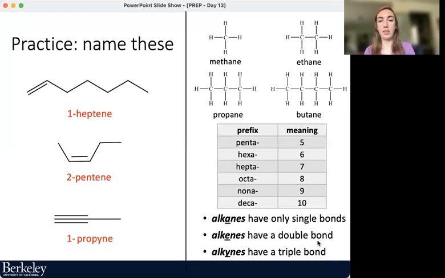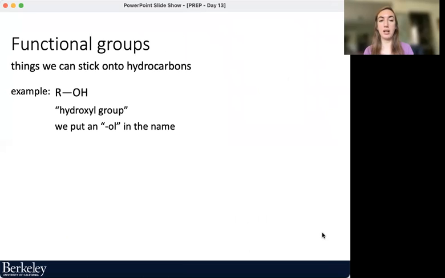Okay. The last nomenclature thing I want to talk about is functional groups. So a functional group is just a thing that we can stick on to hydrocarbons. And they're called functional groups because they often add some kind of functionality. So for example, if I add an OH group, this R just means other stuff. So when I'm describing my functional groups, I just stick an R there to say there's something here, but the thing that I'm looking at is whatever else is there. So this is an OH group attached to anything else.